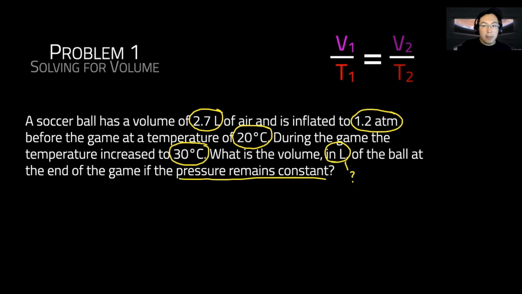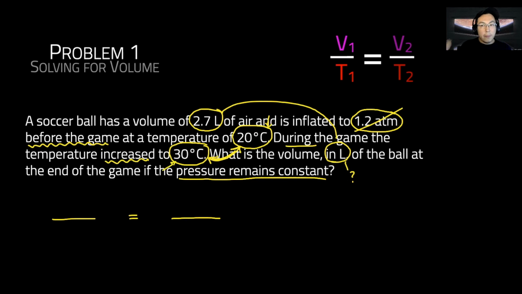So by including this statement, we can get rid of pressure. We can just focus on the volume that we have in here and in here, and the temperatures that we have here and in here. Now, be careful. Not always is the smaller number going to be the initial. We need to be sure of what they're asking us or what they're telling us. So in here, the context of the problem helps because it's before the game and then it increased during the game. So our initial temperature is 20 degrees Celsius and the final is 30. Careful, in here these are in Celsius.